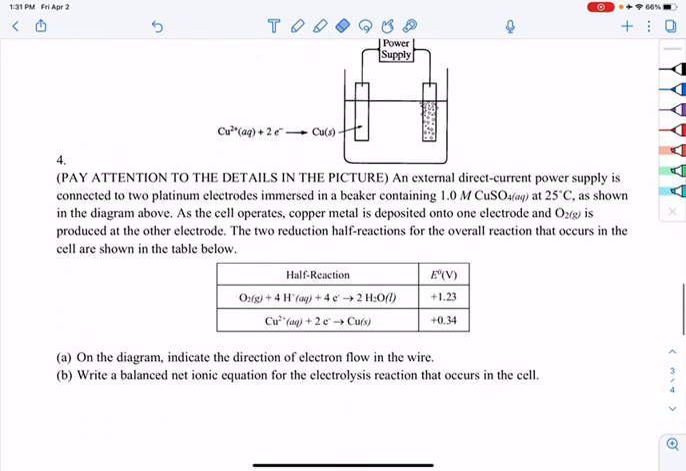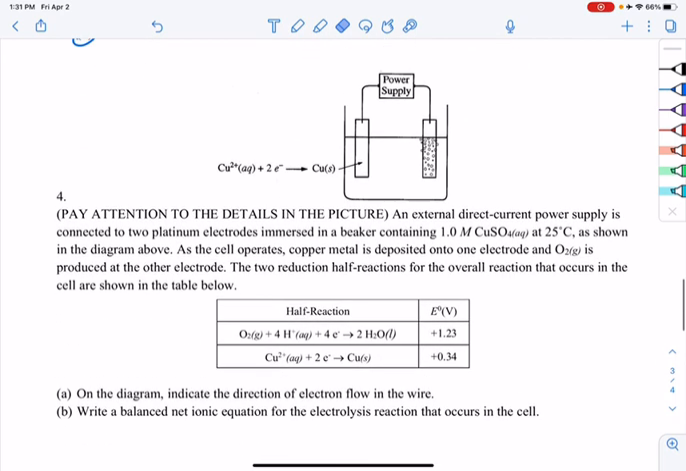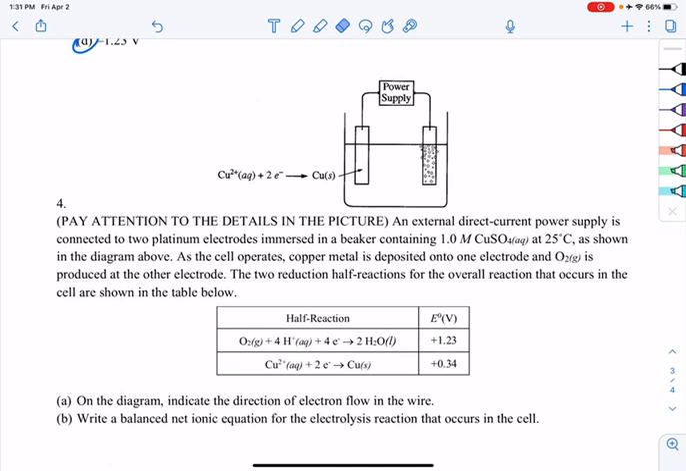Okay, number 4 says, on the diagram, indicate the direction of electron flow on the wire. And so you're like, well, what's going on here? Well, the first thing that I'm seeing is that there are lots of bubbles coming off of this electrode here, right? Bubbles in water or in a liquid, to me, that indicates gas evolution.